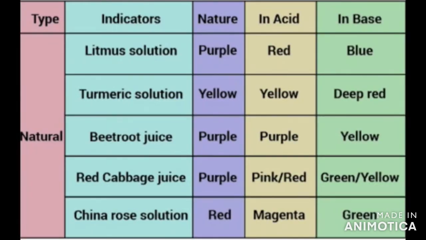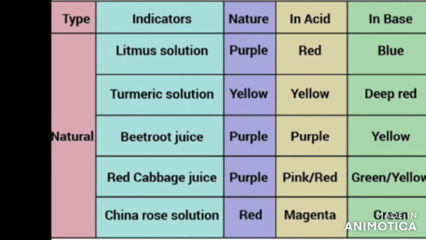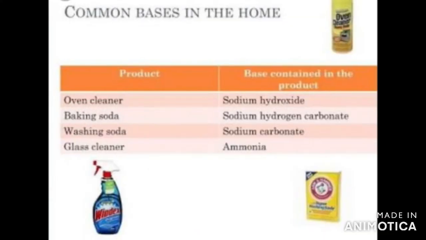And these are the indicators which we discussed before. Litmus solution: nature is purple, in acid it is red, in base it is blue. Turmeric solution: nature is yellow, in acid it is yellow, in base it is deep red. Beetroot juice: purple, yellow. Red cabbage juice: purple, pink, red. China rose solution: red, magenta and green. So these are the natural indicators and their nature in acid and in base. So you can see by this whether the solution is acid or base. Please try out these.